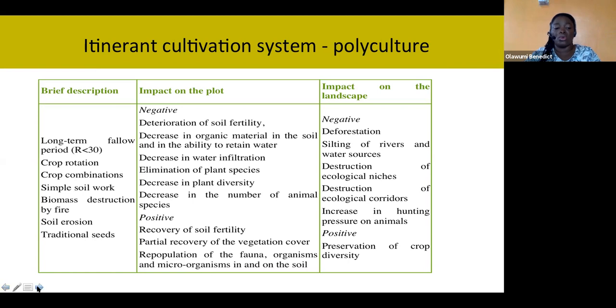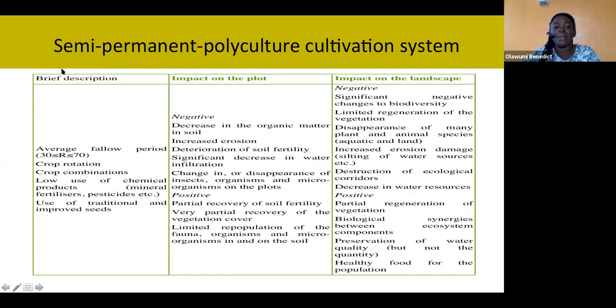So we move on to another system, the semi-permanent polyculture cultivation system. On this system, they leave the land to fallow, but not as long as the itinerant polyculture cultivation system. It's shorter than that. They also do crop rotation. A lot of crops are combined together, and there's low use of chemicals. So at this point, chemical fertilizer has started setting in, but at low usage.